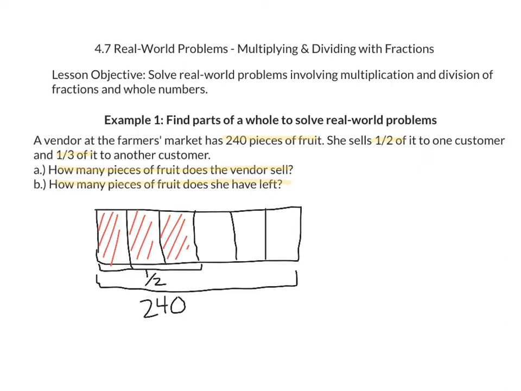And then she sells 1/3 of her total to another customer. Now 1/3 of 6 would be equal to 2, so we're going to shade in 2 units to show what she sells to the other customer. We're going to label that 1/3.